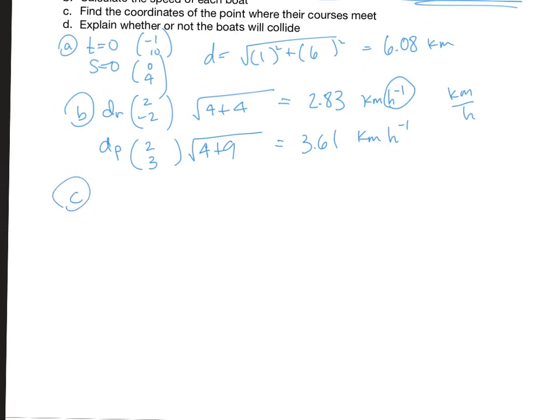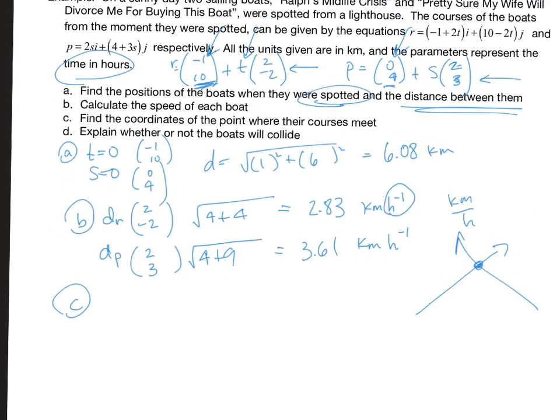says, find the coordinates of the point where their courses meet. This does not mean necessarily that the boats are going to crash. It just means that there's a course for one boat and there's a course for a different boat, and there is a spot where their courses meet. We're going to find that. All right? And the way we're going to find that is if you, let me scoot it down so you can see just a little.